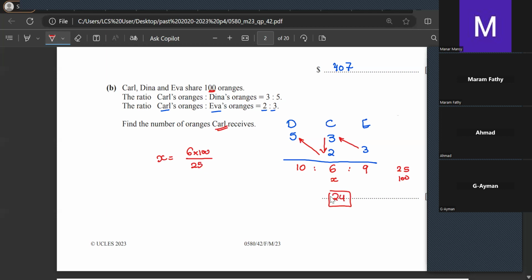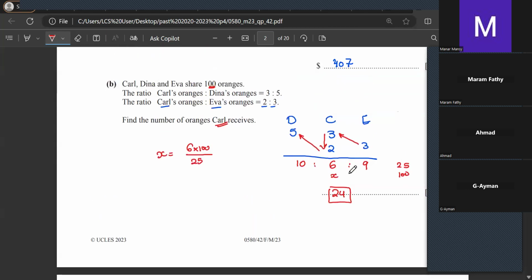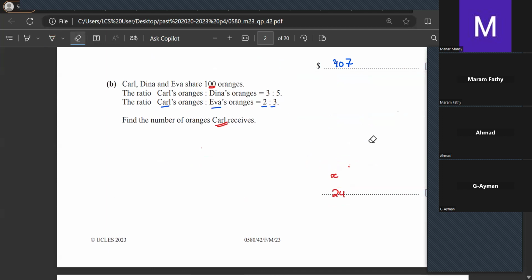You got it? Done? Can you write it again? Yeah, again. Let me erase this and I will write it again. What is the problem here again? The problem here is that he gave me two ratios, and if I want to add them, which numbers should I add? So I have to combine them into one ratio. I want to write the three ratios together. I will let the common one be in between, which is Carl.